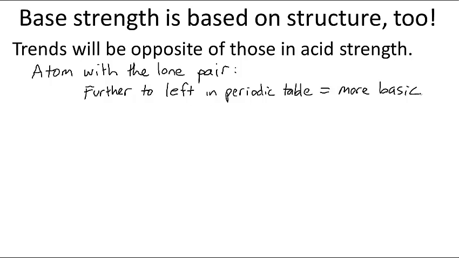So the reverse of the trend for acids. Acids, we said acid strength increases as you go to the right. We also said acid strength increases as you go down. So base strength will increase as you go up.